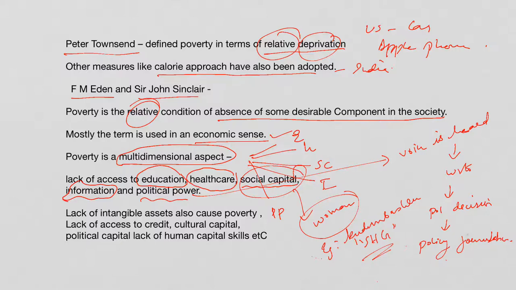So you can add examples of what India is trying to do, or what some states have done about these kinds of problems, all these kinds of schemes that help people come out of this problem. Okay. Then access to credit, cultural capital, political capital, lack of human capital, skills, etc. all this can lead to the problem of poverty.